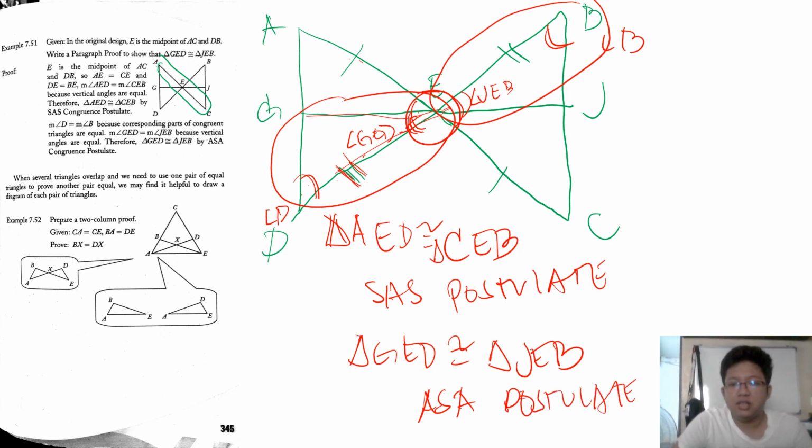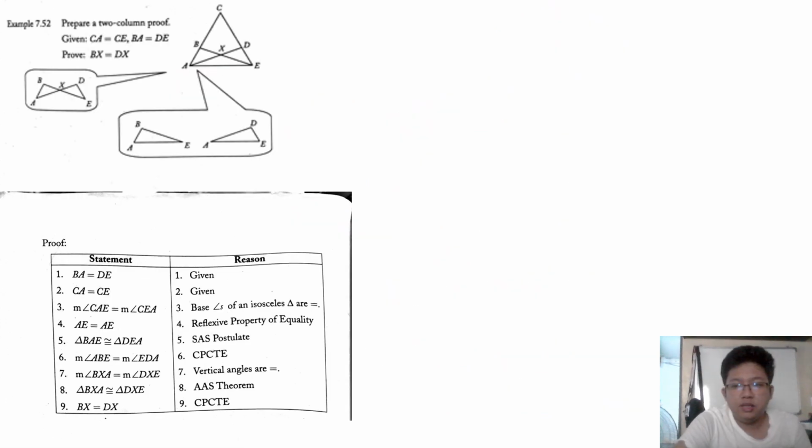Okay, so ganun lang po natin siya tinignan or pinrove kung bakit congruent triangle yung ating GED at saka JEB. Next slide tayo. For the last part of my discussion for this video, let's prepare daw a column proof, given CA equals CE and BA equals DE. Then prove daw that BX equals DX.